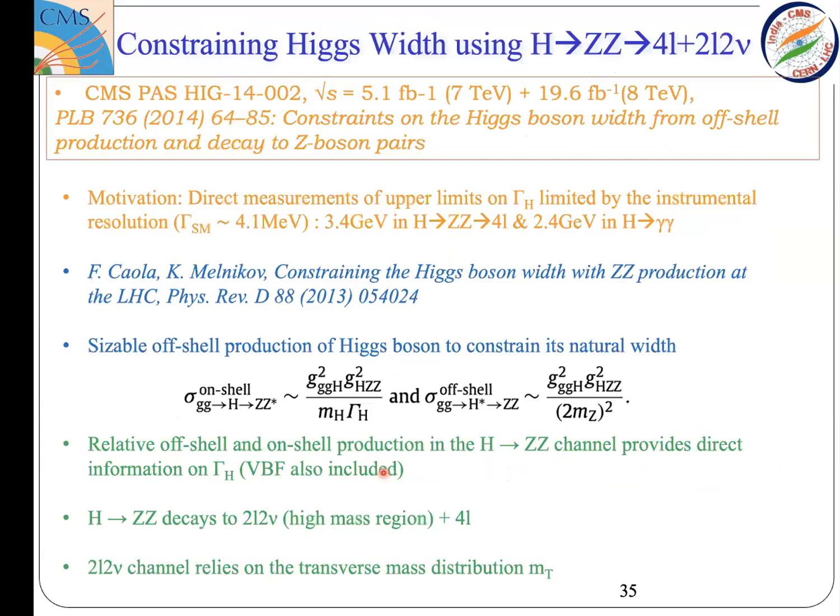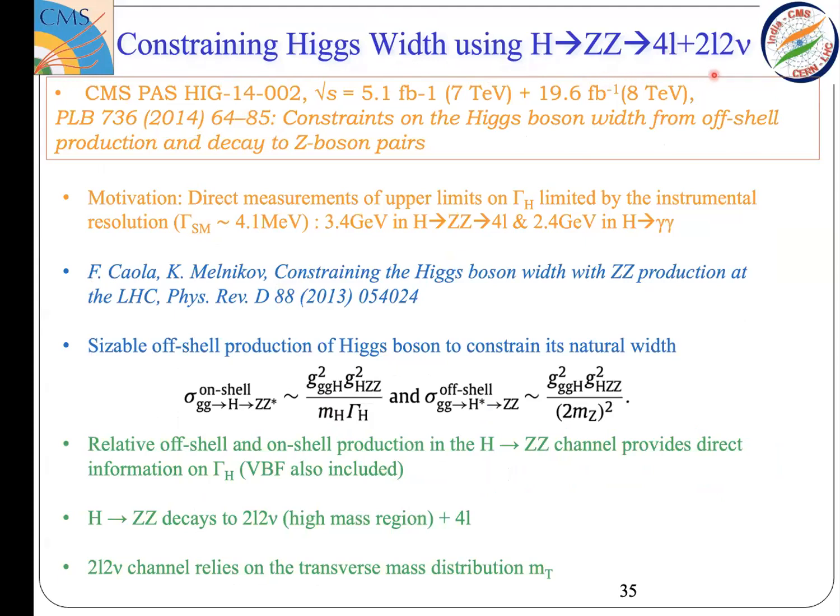Now, before invisible Higgs decay, I'm coming to constraining the Higgs boson width. It's basically the properties in some sense. Once the Higgs boson was discovered, you have to think about the properties. So this was constraining the Higgs boson width using the Higgs to ZZ to 4L plus 2L 2 nu channel.